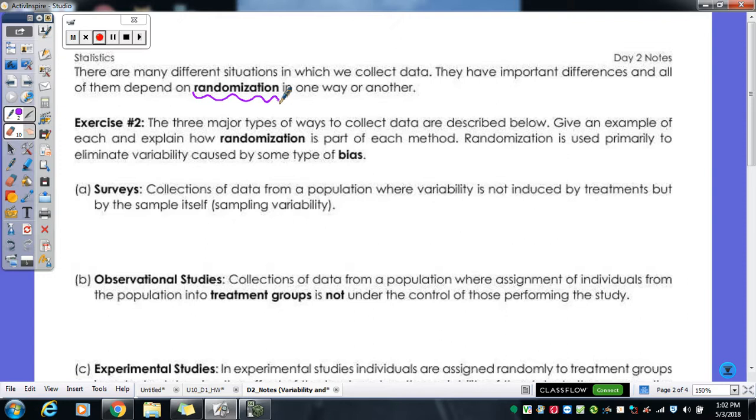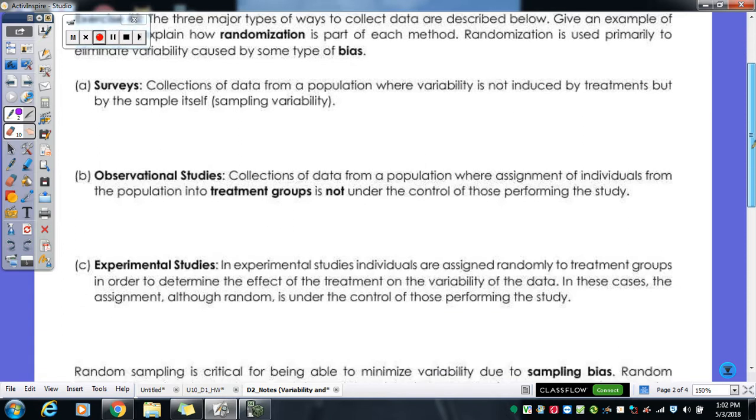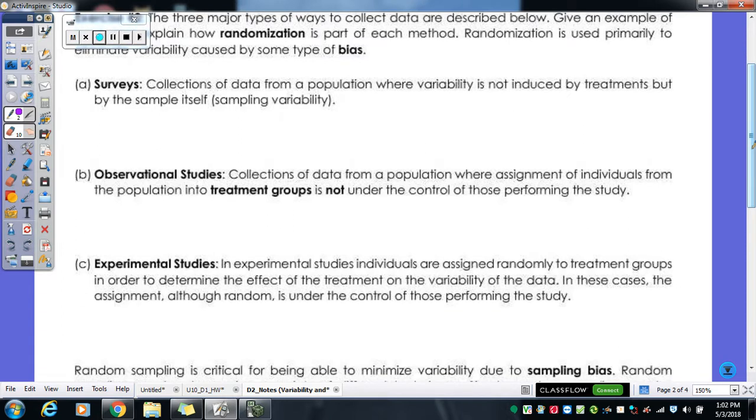On the front we talked about our different kinds of variabilities. These are our 3 ways that we collect data. So we're going to come up with an example of each and explain how randomization is a part of this method. So the first one here is surveys. Surveys are collections of data from a population where variability is not induced by treatments, but by the sample itself.